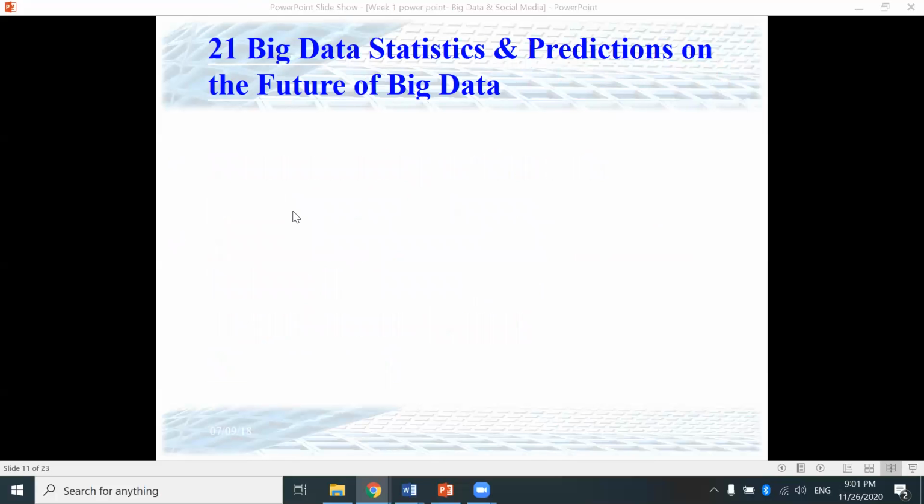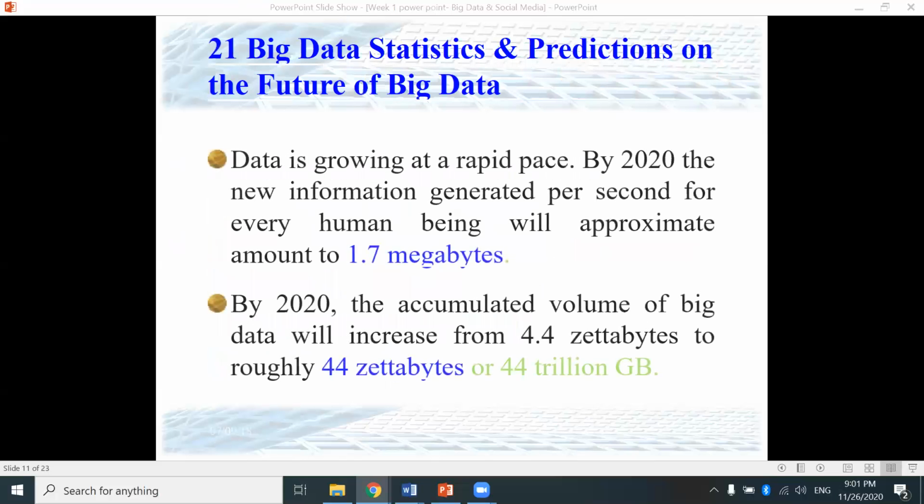Let's talk about some of the statistics of big data. Again, data is growing at a rapid pace. By 2020, the new information generated per second for every human being would be around 1.7 megabytes of data for every person. And by this year, 2020, the accumulated volume of data will increase from 4 zettabytes to roughly 44 zettabytes, or 44 trillion gigabytes. That's a lot of data being gathered. So imagine what you're going to do with all that data. It's very important to understand how much data is being collected and what you're going to do with it.